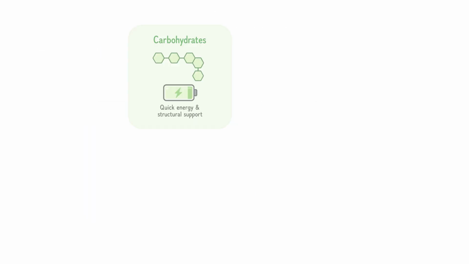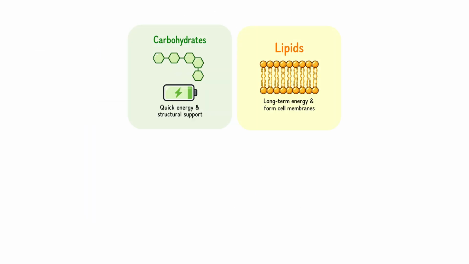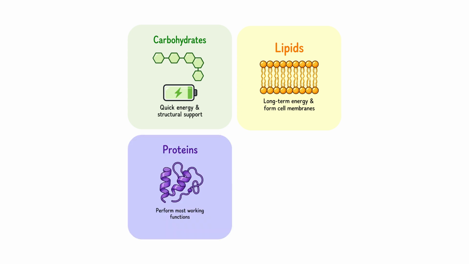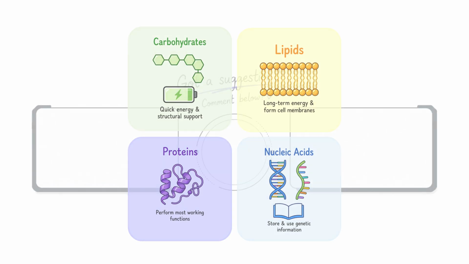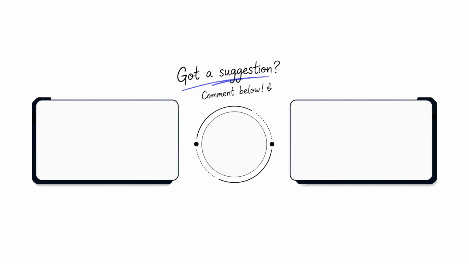So in simple words, carbohydrates give quick energy and structural support. Lipids store long-term energy and form cell membranes. Proteins perform most of the working functions inside cells, and nucleic acids store and use genetic information. Together, these biomolecules build cells, power life processes, control cell activities, and make living organisms function properly.